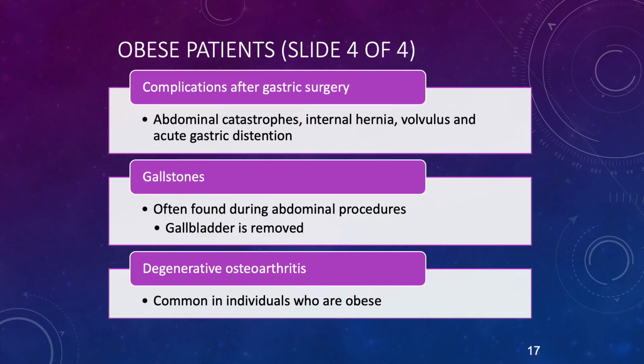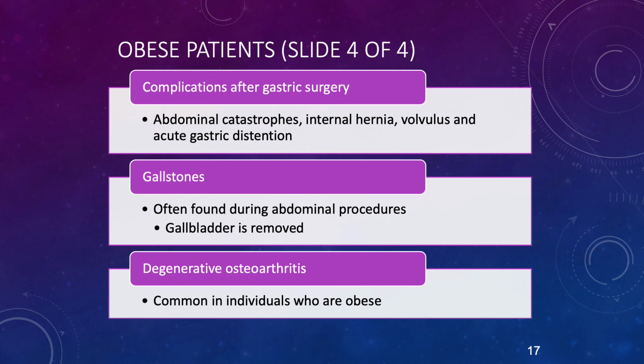So we're going to wrap up this half of the lecture on chapter 4 by discussing complications after gastric surgery, gallstones, and degenerative arthritis as they relate to the obese patient. So there are 3 common complications after gastric surgery, and the gastric surgeries we're referring to are typically bypass or gastroplasty. Those complications are abdominal catastrophes, internal hernia, and acute gastric distension.